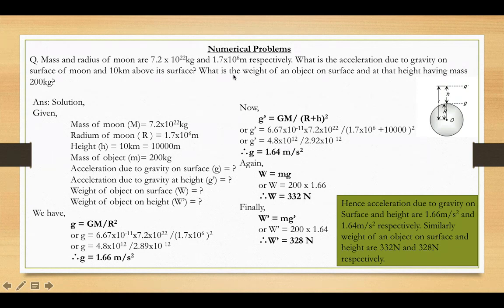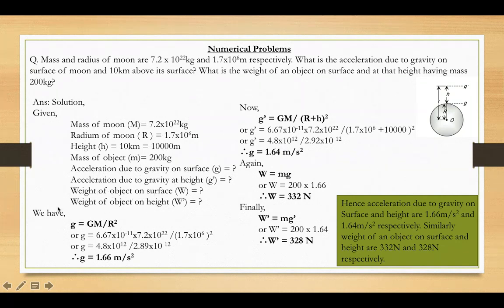The question also asks what is the weight of an object on the surface and at that height if the mass of that body is 200 kg. So these are the given values: mass of the Moon, radius of the Moon, and height 10 kilometers, which we have to convert into meters by multiplying by 1000, and mass of the object is 200 kg. Mass of an object we always symbolize by small m. The questions ask for g on the surface and at height, and weight on the surface and at height.